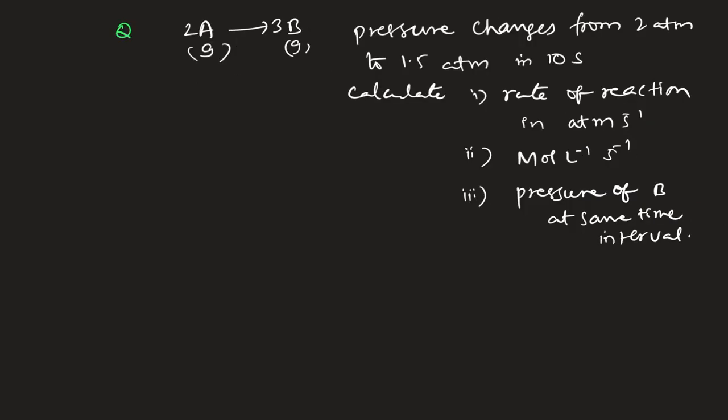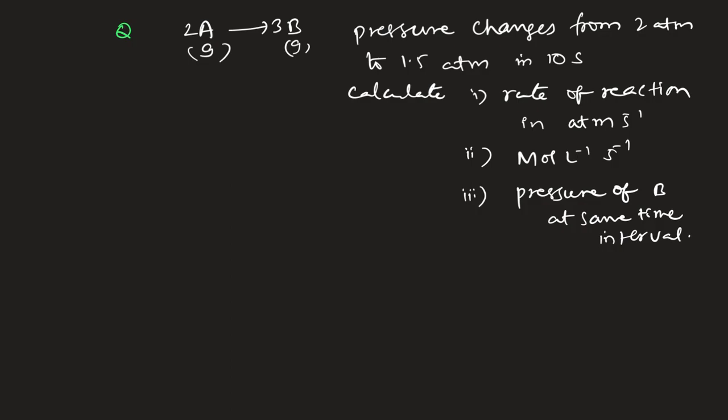Now the question: 2A gives rise to 3B in gaseous form. In this reaction, pressure changes from 2 atm to 1.5 atm in 10 seconds. Calculate, first, the rate of reaction in atmosphere second inverse. Second, in mole per liter second inverse, meaning molarity second inverse. And the third question is the pressure of B in the same time interval.